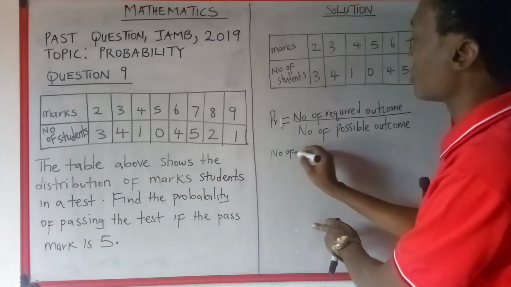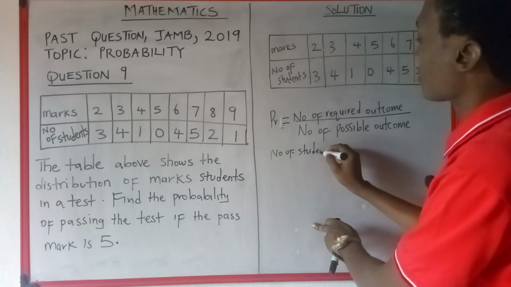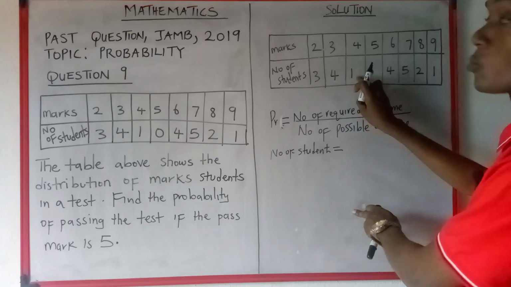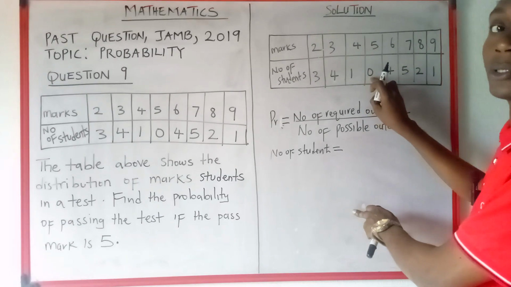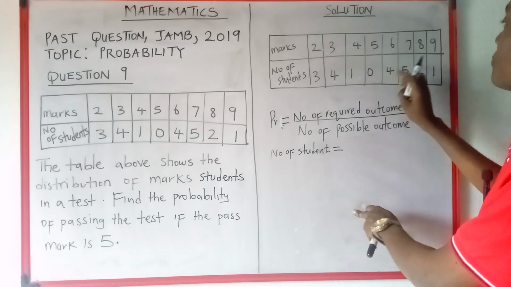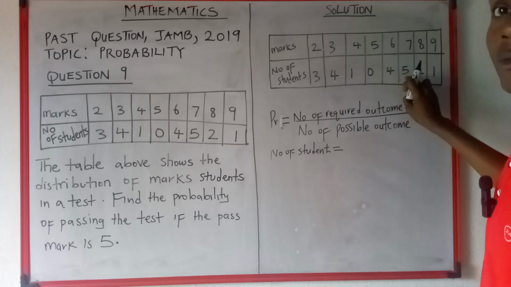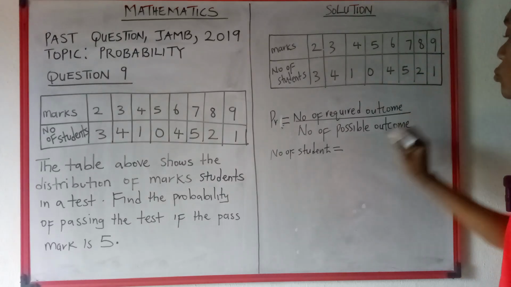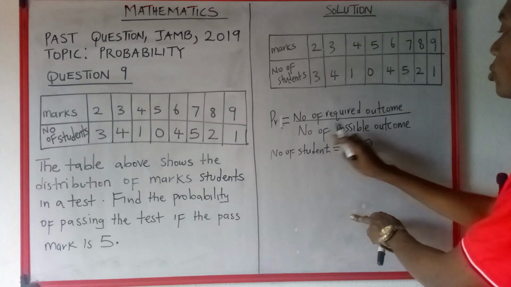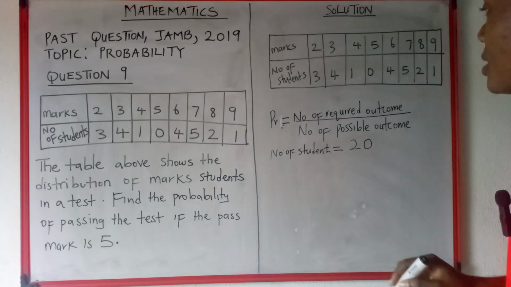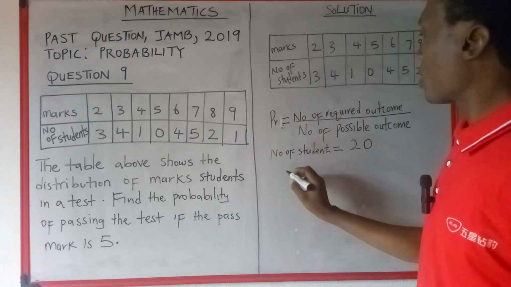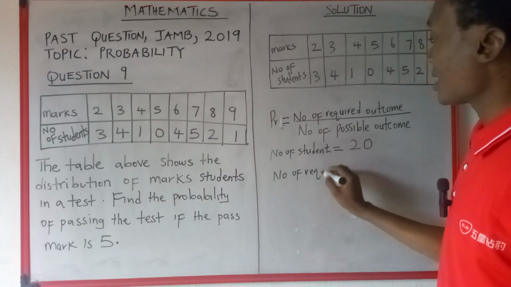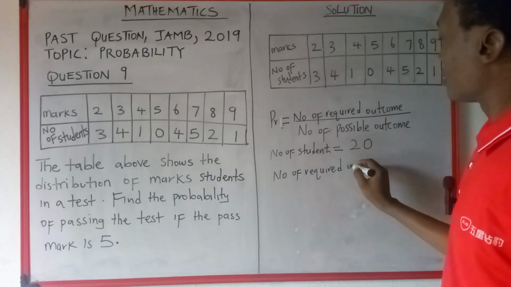Number of students: what we have here is 3 plus 4, 7, 7 plus 1, 8, 8 plus 0 is 8, 8 plus 4, 12, 12 plus 5, 17, 17 plus 2, 19, 19 plus 1, 20. So that is our number of possible outcome. Now our number of required outcome, that's what they asked us to find.